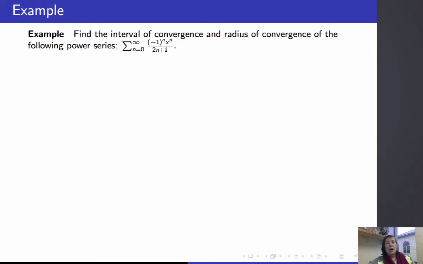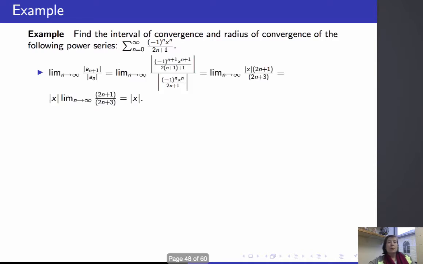Well, let's try another example. Let's try to find the interval of convergence and radius of convergence of this power series, which is also centered at 0. So we're looking at the sum from 0 to infinity of (-1)^n times x^n over 2n plus 1. And again, we're going to use the ratio test here because we have our powers of x and we also have (-1)^n here.